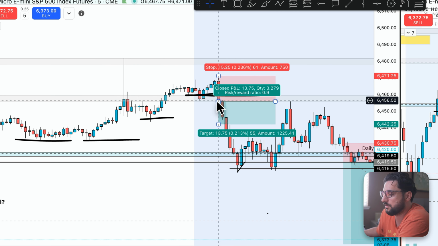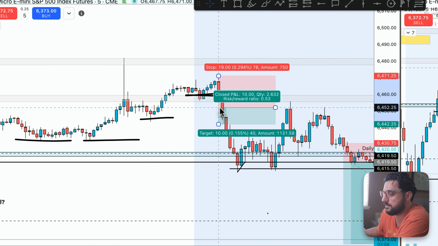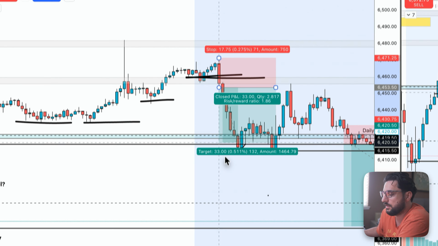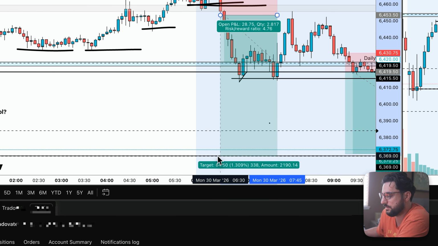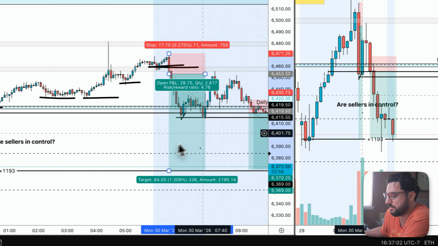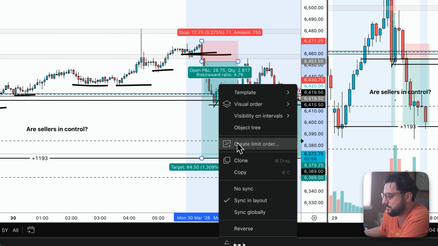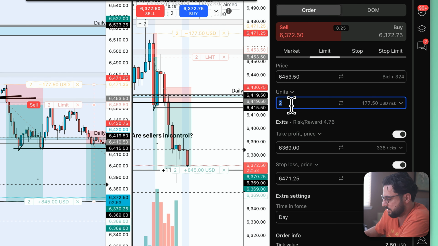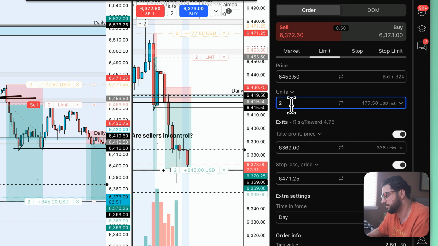Something like that, or even while this candle is forming here, just getting in and then holding all the way down here to this level. That would have been a 1 to 4. That would have been a beautiful trade. Beautiful trade.